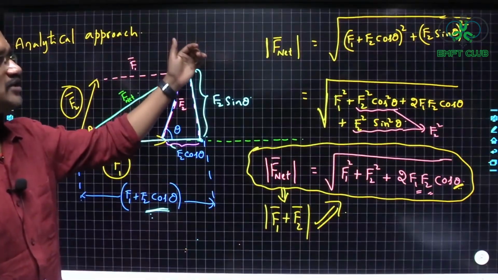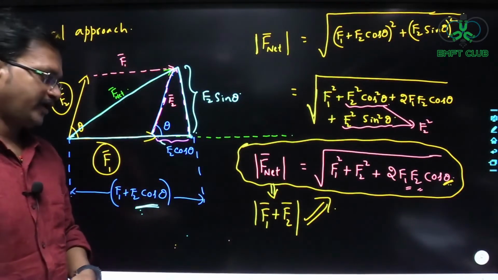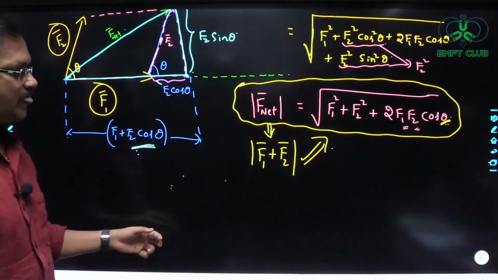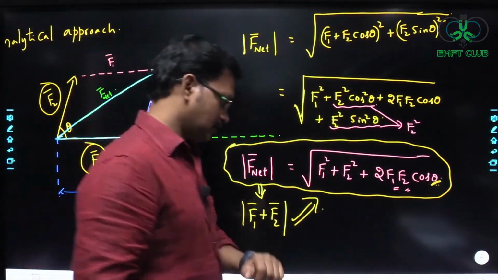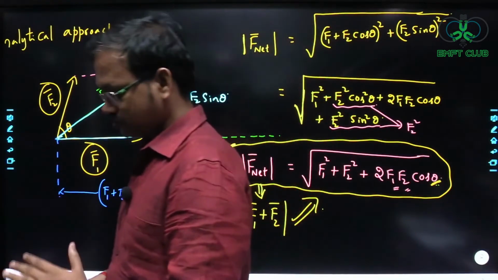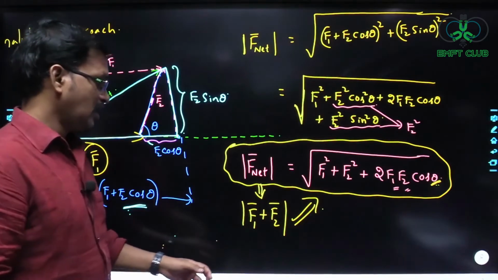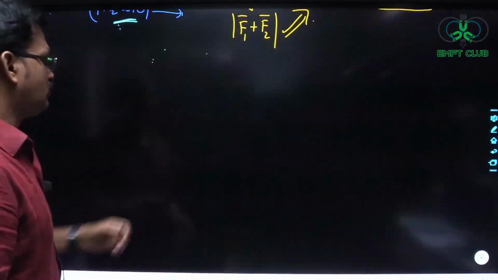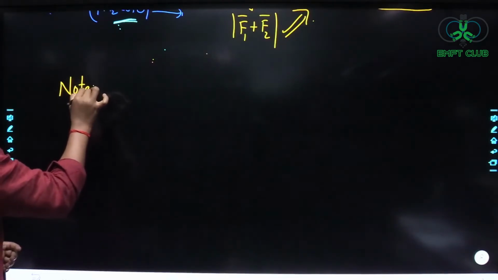Previously I have explained the graphical approach also. Okay, so I hope it is crystal clear. So this is the way to do the addition of any two vectors. And here one more point I want to specify, that is a note.